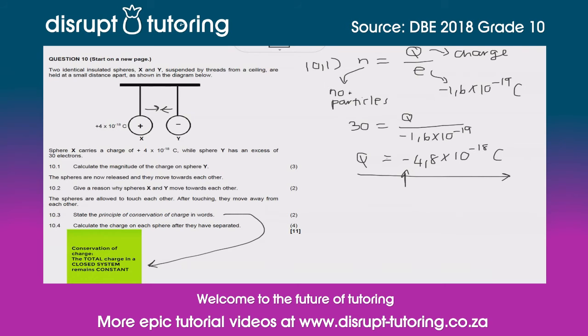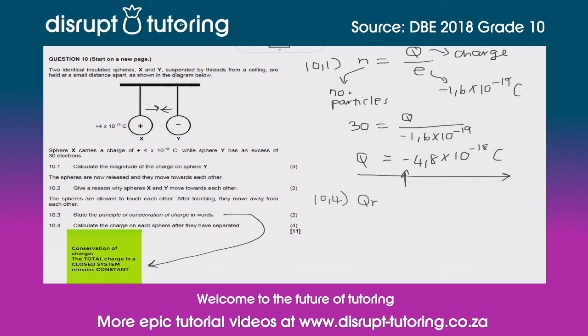Then 10.4 says, calculate the charge on each sphere after they have separated. So because charge is conserved, the two charges will kind of add together. And then what separates after that are two spheres of equal charge. So it's basically an average of the two charges that you're working out. So let's start with 10.4. So like I said, an average.